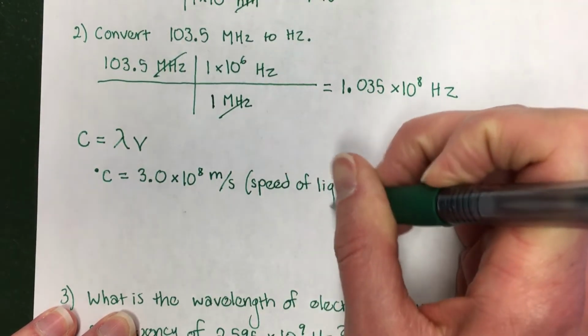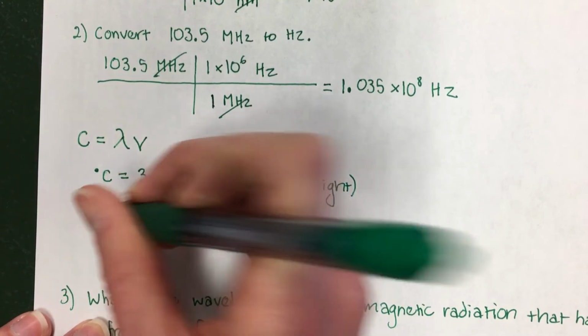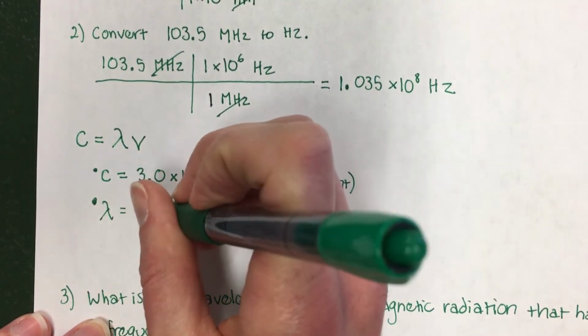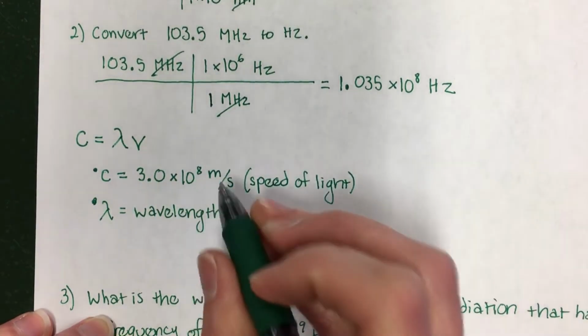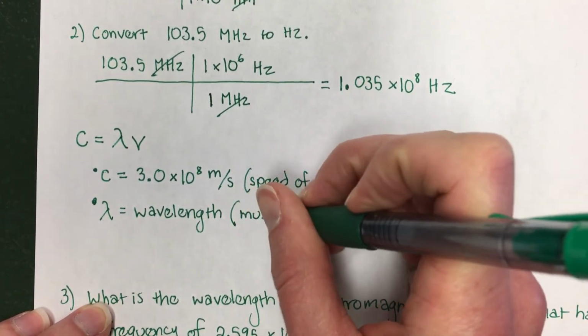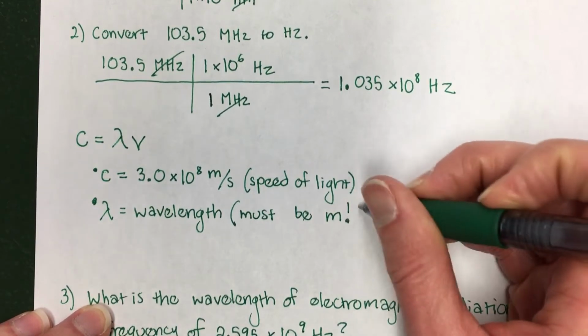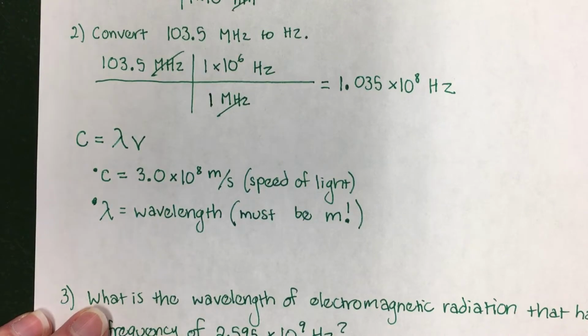And then, just to make it clear what these different variables represent, the lambda is our wavelength. And in this equation, since your speed of light is in meters per second, your wavelength must be in meters. Like, it can't be nanometers. So that's why we learned how to convert nanometers to meters, because for this equation, we need wavelength in meters.